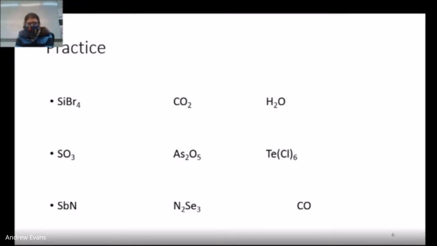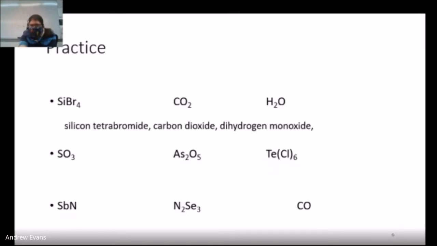SO3, so sulfur, we've got the trioxide. As is arsenic, so diarsenic pentoxide. 5 oxygens. This one's a little weirder. Tellurium, 6 of them, hexachloride. Antimony, another weird one. Mononitride. Just dinitrogen triselenide. And carbon monoxide.